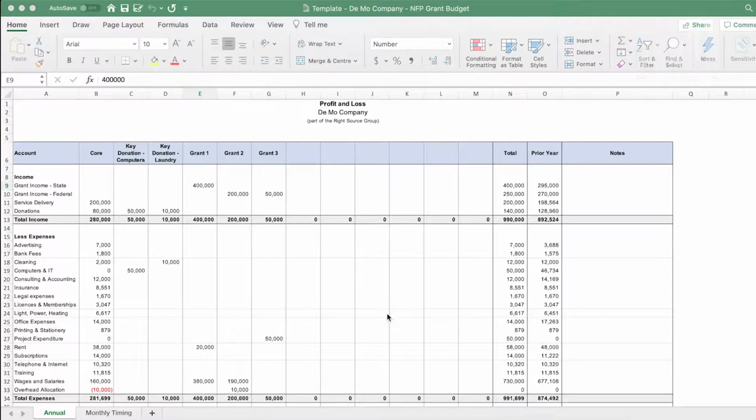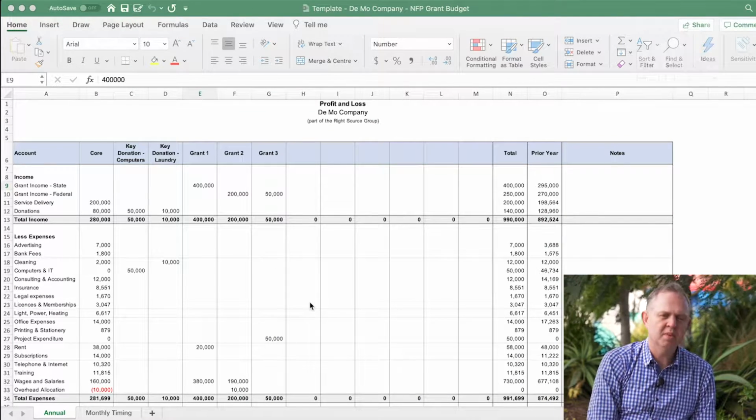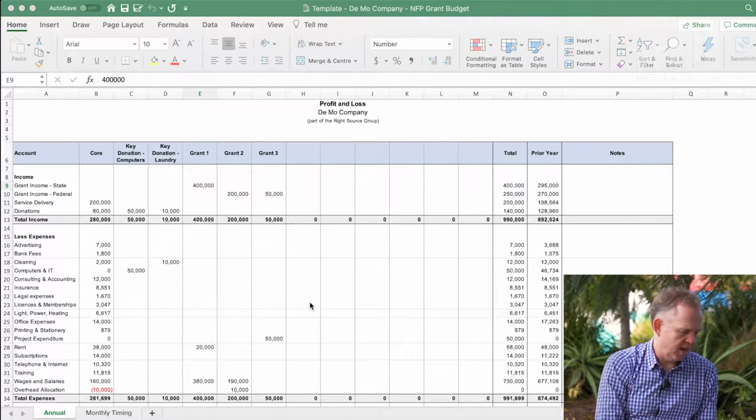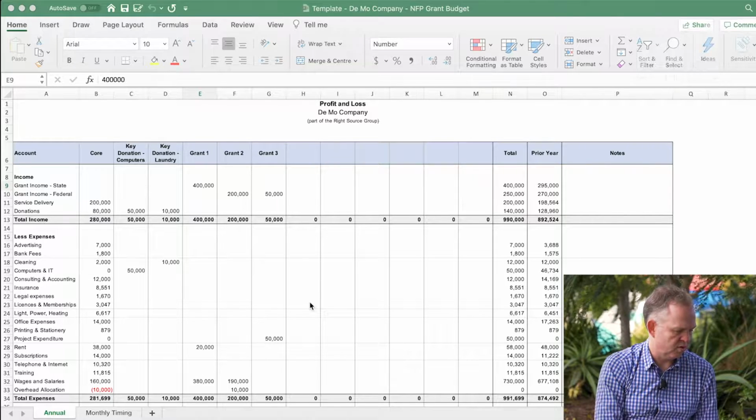So what we'll do is we'll dive onto the computer. We'll take you through an example of building a not-for-profit organization's budget using grants and see how we go. So what we've got here on the screen is basically a template that we started from last year's budget. And we've put a lot of the numbers in already, but I'll talk you through where we're at and what we've done so far.